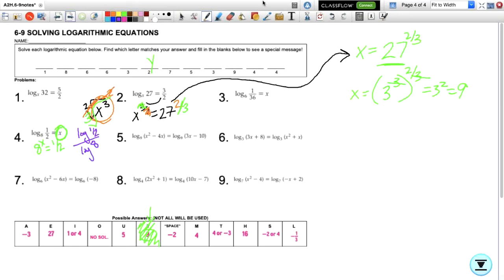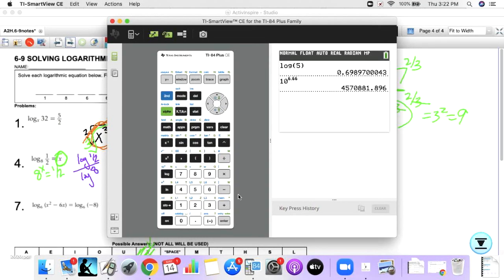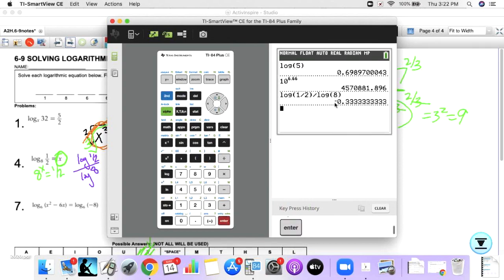So let's do that. Okay, so I'll open up my calculator. All right, so I'm going to do log of 1/2 divided by log of 8. Remember, we can use our common log like this to figure it out. This is our base change form. So negative 0.33333. And hopefully you understand what that is as a fraction.